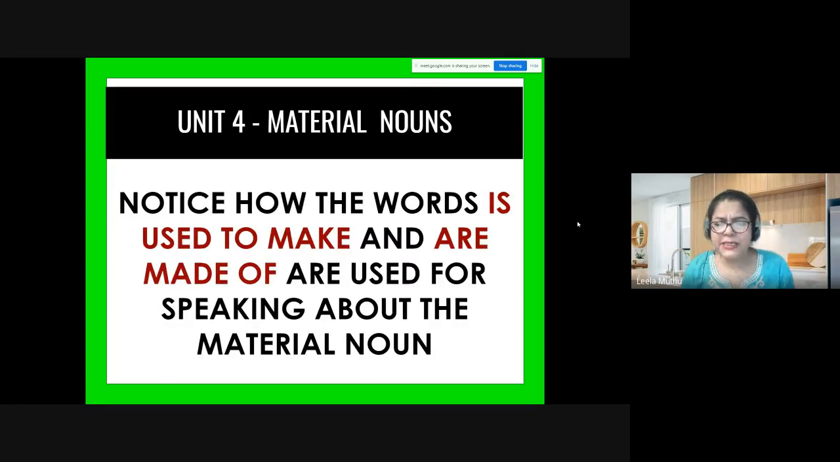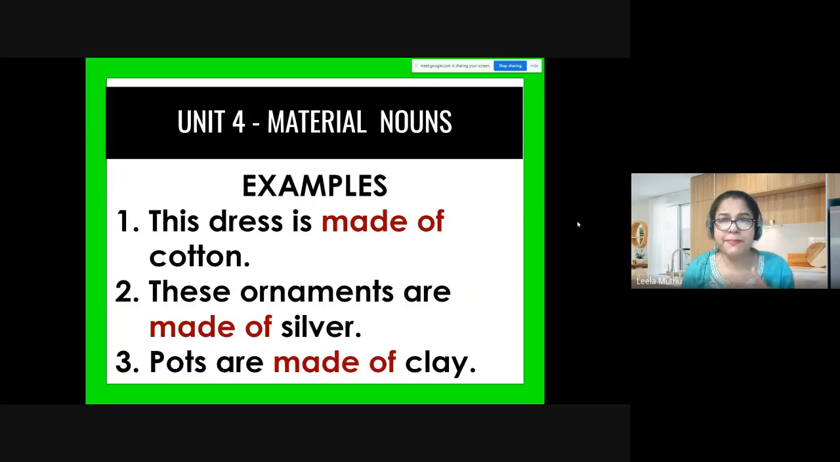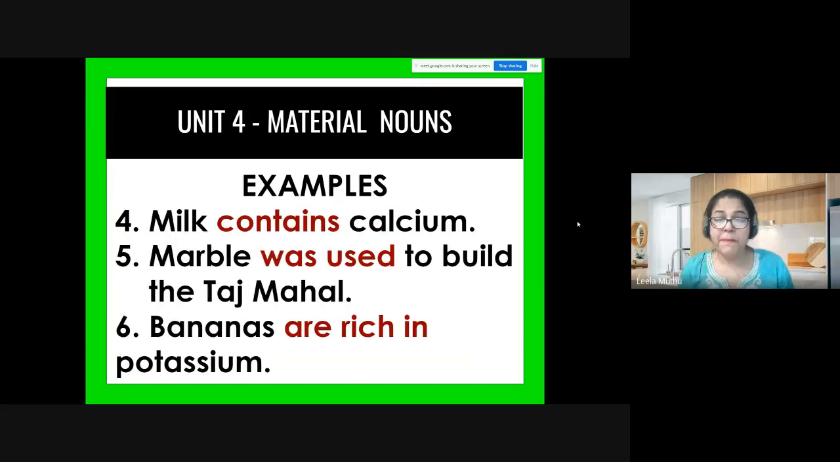Notice how the words "is used to make" and "are made of" are used for speaking about the material noun. So that's a dead giveaway. Immediately you know that that's a material noun that is being spoken of. This dress is made of cotton. Material noun is cotton. These ornaments are made of silver. The material is silver. Pots are made of clay. The material is clay. It is very easy to spot these sentences and what the material nouns are for these sentences.